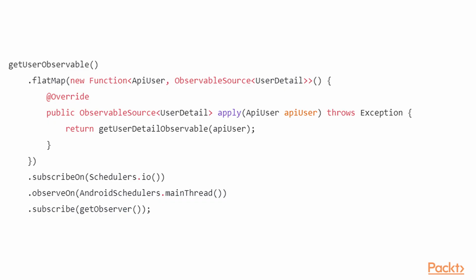So here, what's the difference between map and flat map? The main difference between map and flat map is that flat map returns an observable itself, so it is used to map our asynchronous operations.